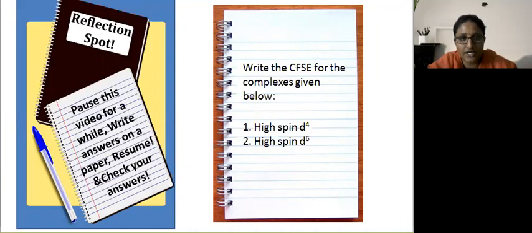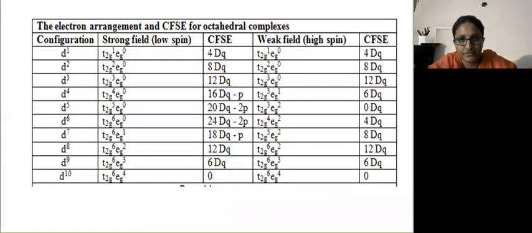I'm going to give you the answers. Yes, the answers are displayed here. The electron arrangement and CFSE for octahedral complexes for all the d orbitals are shown here from d1 to d10. First, the strong field and weak field ligand CFSE is displayed. For high spin d4, the CFSE is minus 6 Dq or minus 0.6 del O. For high spin d6 complex, it is minus 4 Dq or minus 0.4 del O.